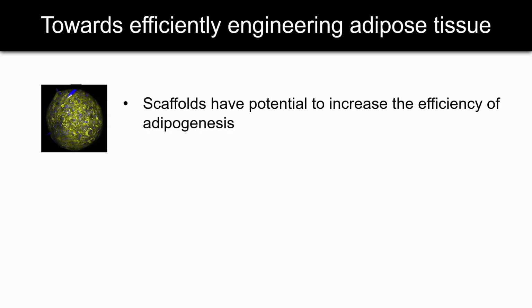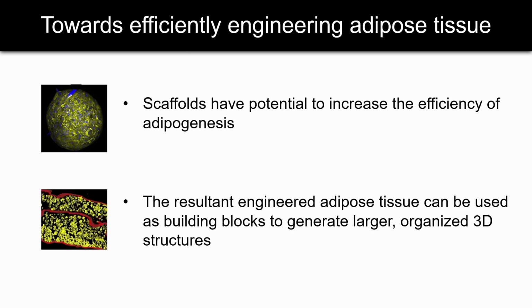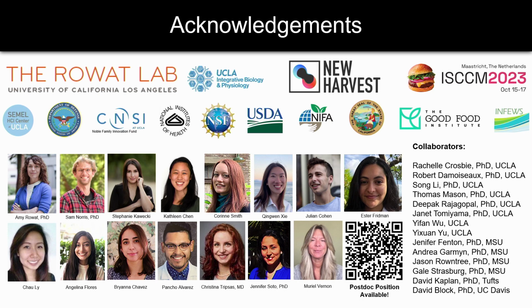So in conclusion, towards efficiently engineering adipose tissue, I hope that I've shown you that scaffolds potentially can increase the efficiency of adipogenesis, and we can do things as simple as tuning the microcarrier size to reach this, and that the resultant engineered adipose tissue can be used as a building block to generate larger organized three-dimensional structures like a marbled cultured steak.